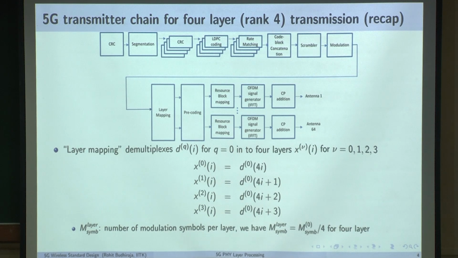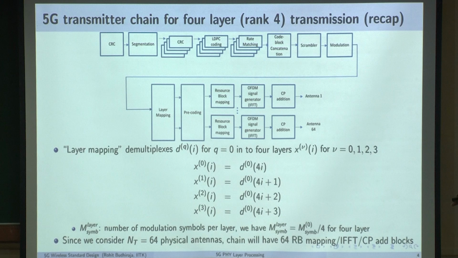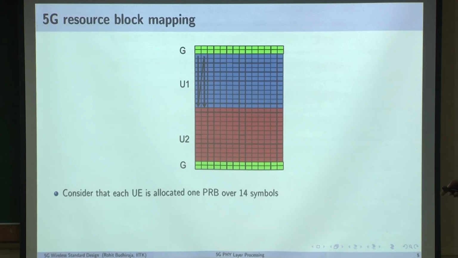So you have gotten 4 layers, and what happens after that is, since we consider NT equal to 64 antennas, there is this precoding. What is this precoding going to give you? How many physical antennas? 64, and how many layers? The precoder will be 64 cross NL. So you will have 64 outputs after the precoder.